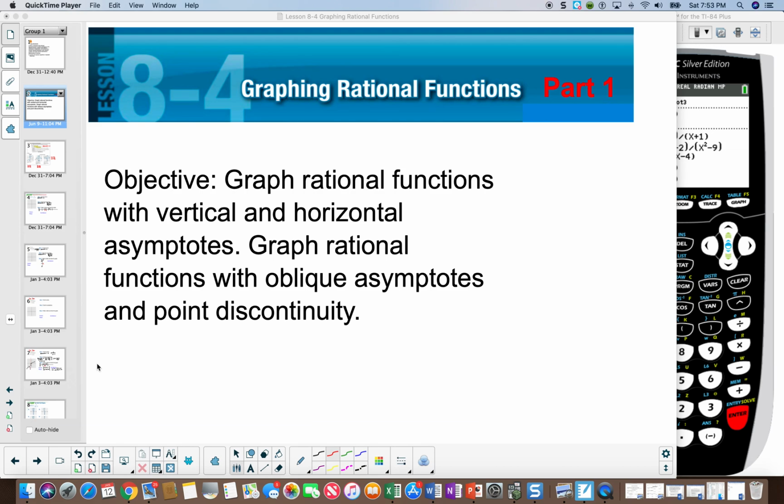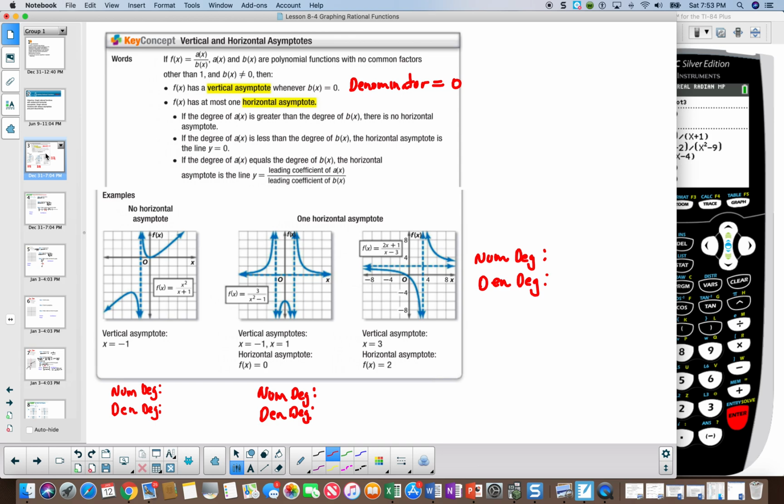Lesson 8-4, Graphing Rational Functions, Part 1. Objective: graph the rational functions with vertical and horizontal asymptotes. Let's take a look at where we would look for a vertical asymptote. We will look for a vertical asymptote when the denominator is equal to 0.